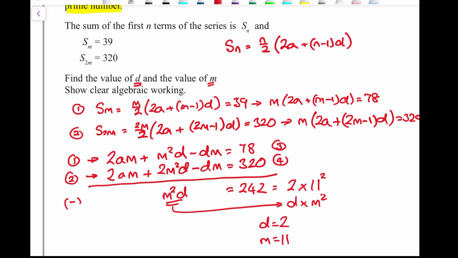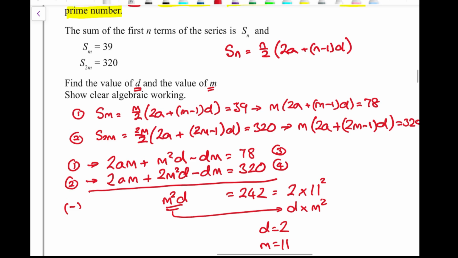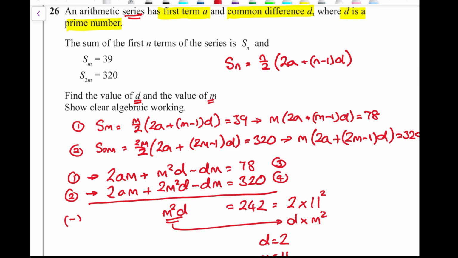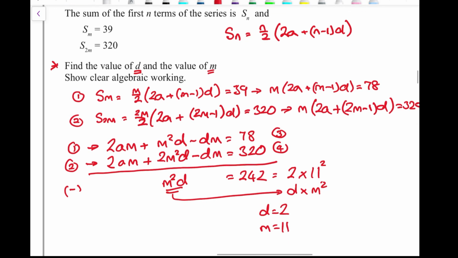And it feels like I'm done. Now, always go back and double check you've answered the question. The common difference d is a prime number, the sum of the terms, find the value. Yep, all it wants me to do is find the value of d and m. I've done that. There's my d, there's my m. Question done. Nice question. There's a really difficult bit at the end, but it's also a very valuable question for checking understanding of different skills. That's it.